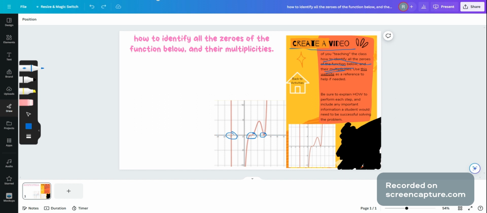So we have our 3 points. Let me just map these out. We have -2, comma 0. We have 1, comma 0, and we have 3, comma 0. So now that we know that, we can start setting this up.